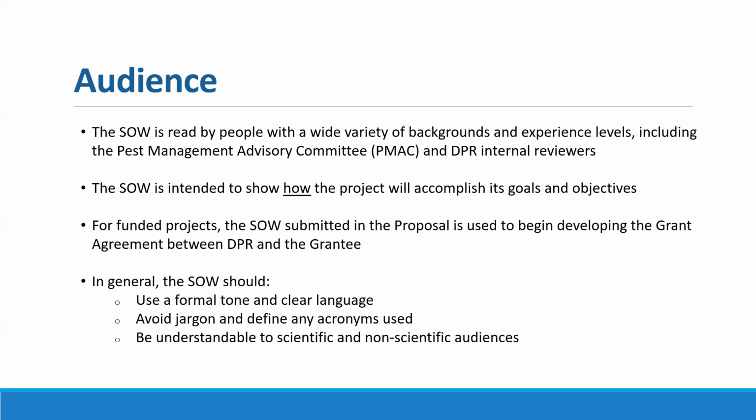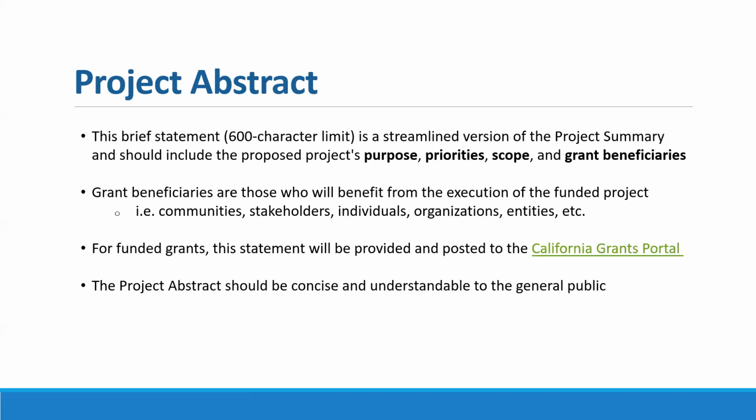The second role of the scope of work applies to projects that receive funding from DPR. For those projects that receive funding, the scope of work is used to develop a first draft of the grant agreement that is eventually signed by both DPR and by the grantee. Because of this, we really recommend that the scope of work use a formal tone. We recommend it include clear language, avoid jargon, define any acronyms that are used the first time, and be understandable to both a scientific and a non-scientific audience.